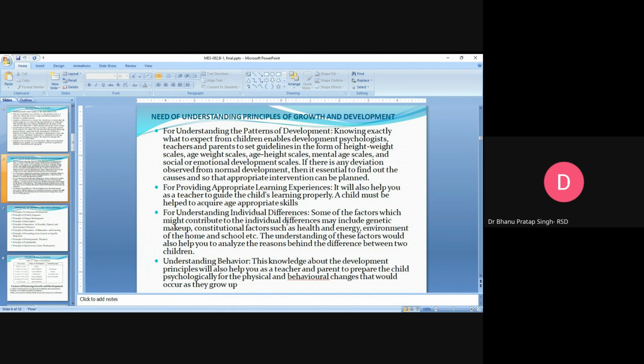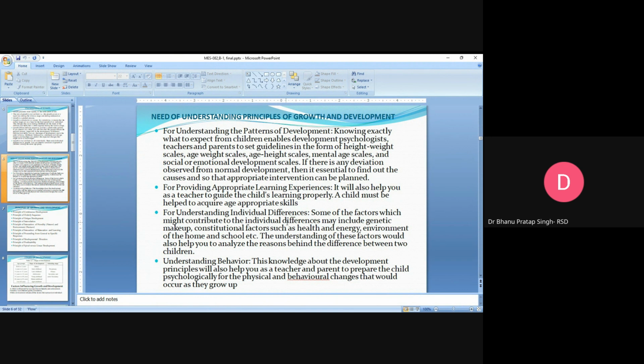If any deviation is observed from normal development, then it is essential to find out the causes so that appropriate intervention can be planned. So it is the duty of the teacher, especially preschool teachers who are dealing with children of 3 to 6 years old.